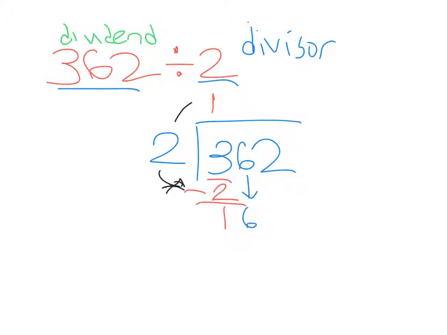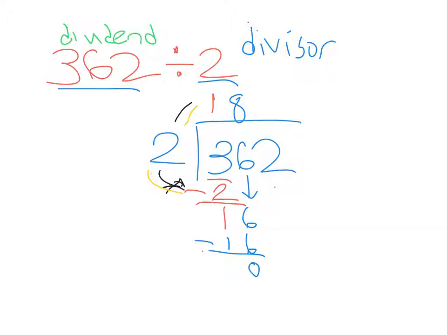So now I have a new problem. How many times does 2 divide into 16? And 2 divides into 16 8 times. Now I do this again. I do 8 times 2, and that equals 16. So I'm going to put down 16 here. I'm going to subtract that amount. And when I subtract, I'm left with plain old 0.